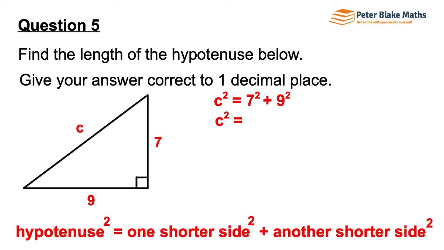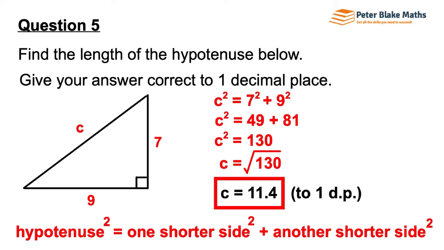C squared equals 7 squared is 49. 9 nines are 81. And we'll add those two together and get C squared equals 130. To work backwards there, we'll square root both sides to get C on its own. Square root of 130, we look back at the question and they want a 1 decimal place answer, so we'll run that through our calculator and get 11.4, rounding it off carefully.